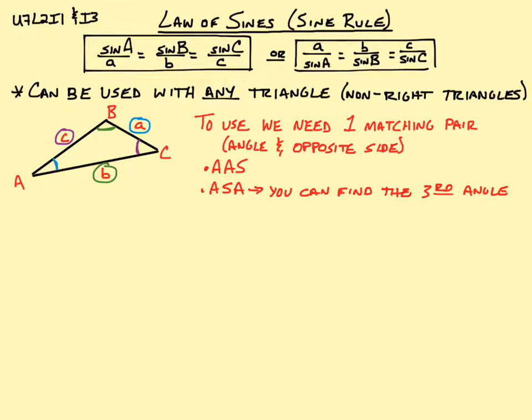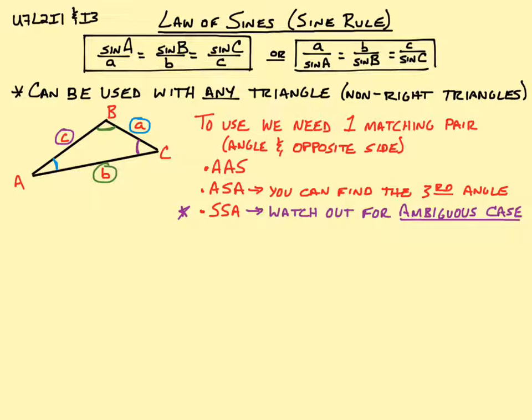The third option is side, angle. But that one you have to be extra special careful with, because that is when you can get the ambiguous case. So side, angle again is if you have, let's say, side B and angle C. Now we're given a matching pair there, but as we'll see in an example in a minute, that may not be as apparent.